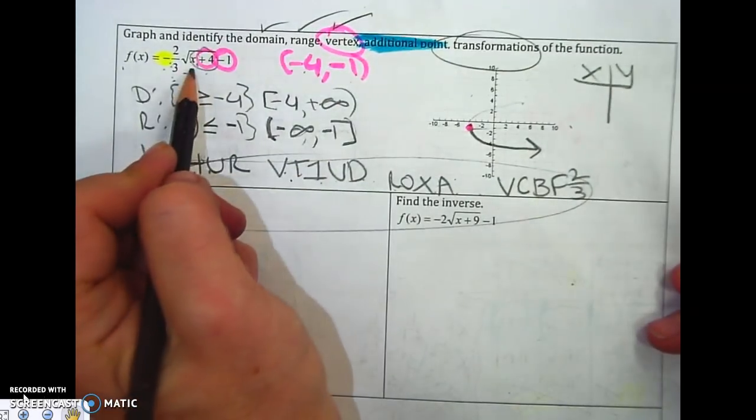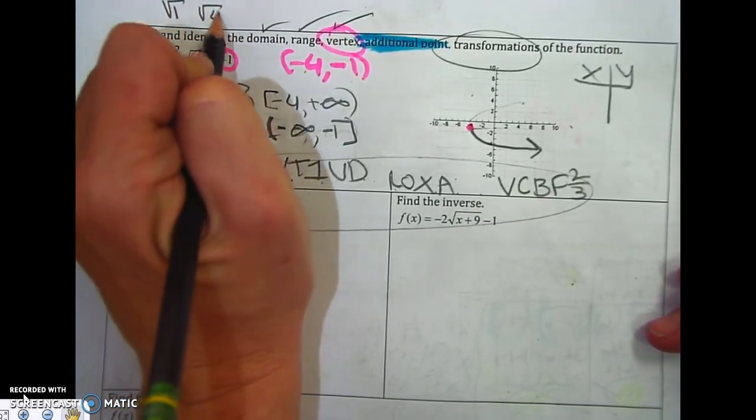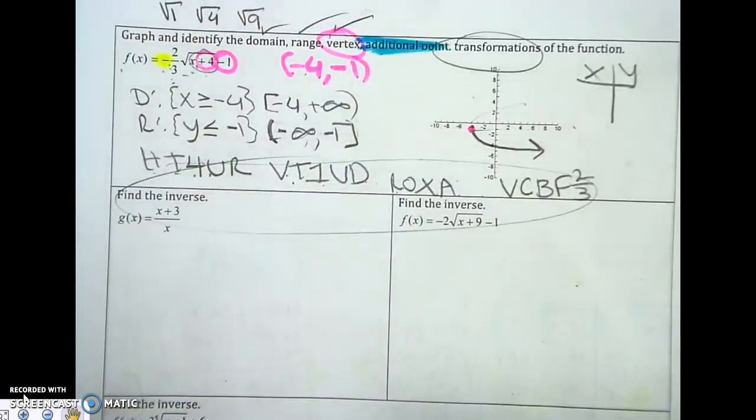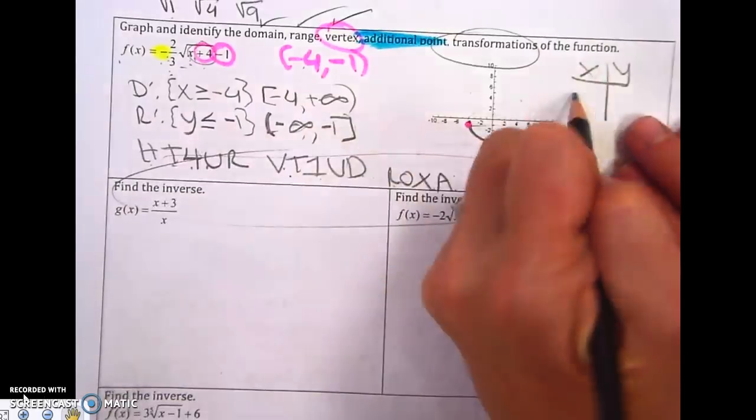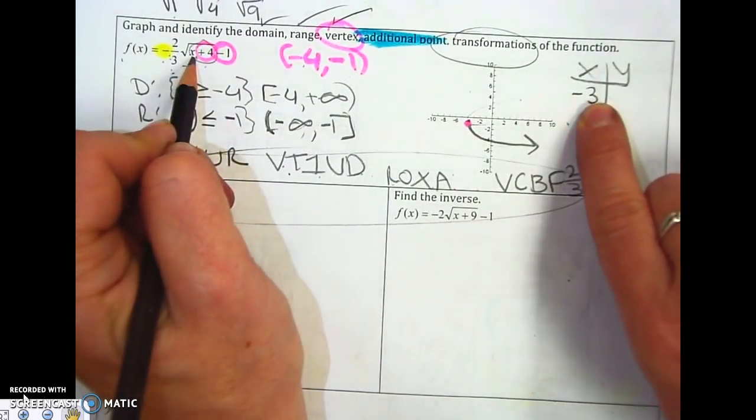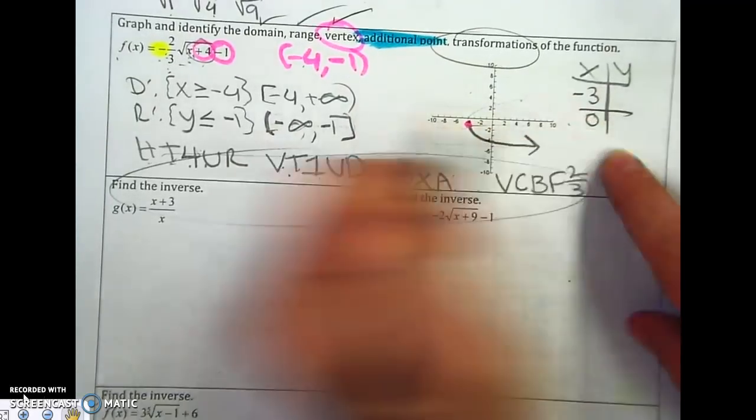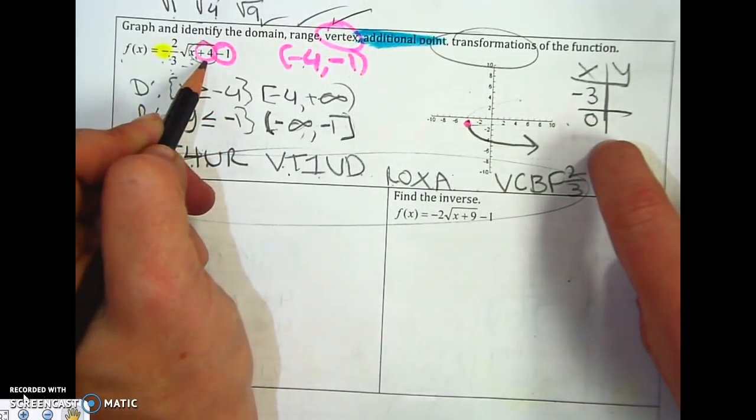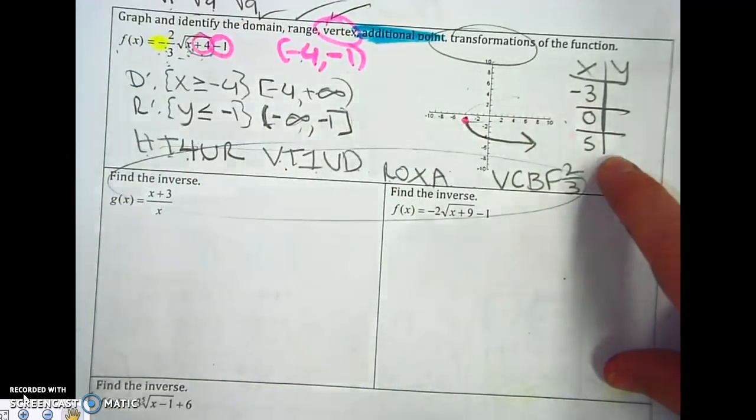Now I'm trying to think of what would be a perfect square root. So I think of like the square root of 1, the square root of 4, the square root of 9. So I know what value could give me a 1. If that x was -3, then that could give me 1. If the x value was a 0, that could give me a 4. If the x value is a 5, 5 plus 4 can give me 9.